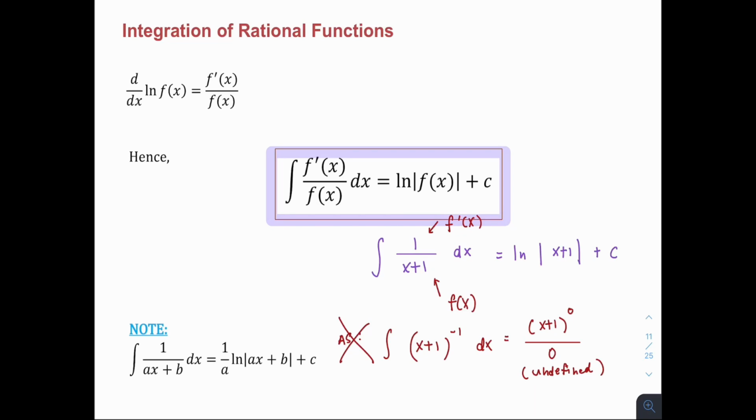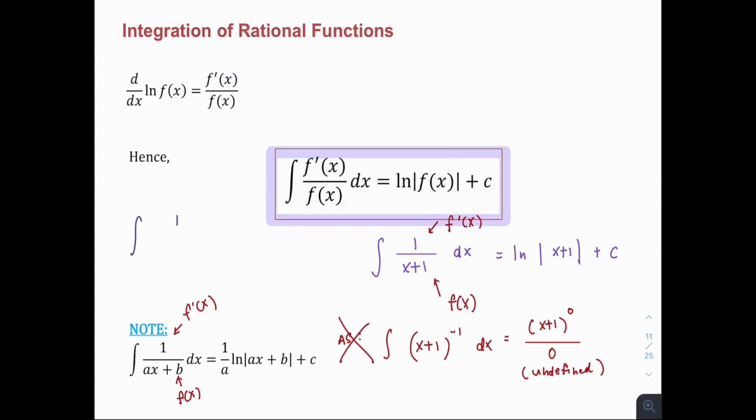Alright, so have a look at the note here. So when you have something in this form, the bottom part is f(x). The upper part should be f prime x. So if you differentiate the bottom, you should have an a at the upper part. But what we have here is a 1, and therefore we need to make some adjustment.